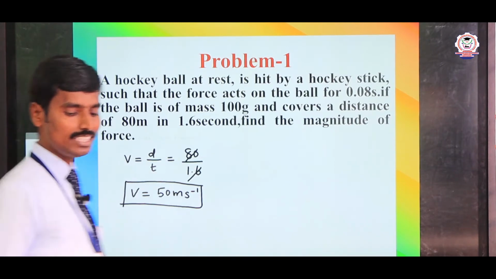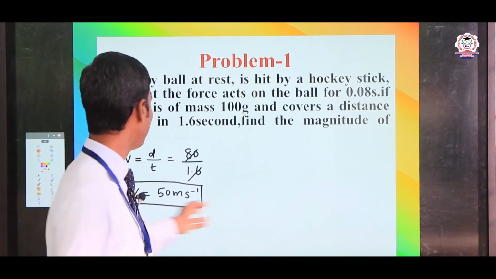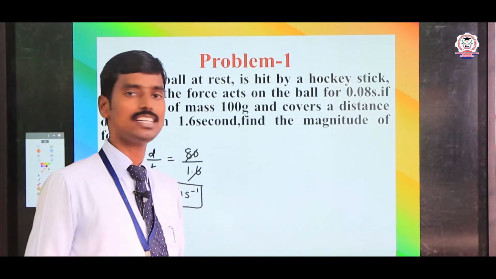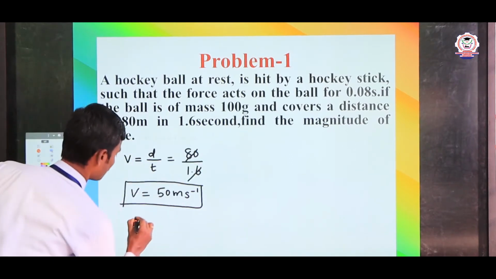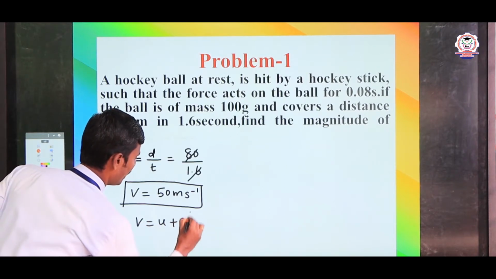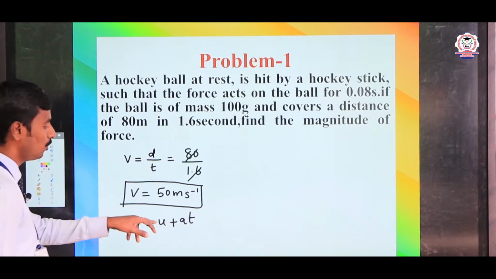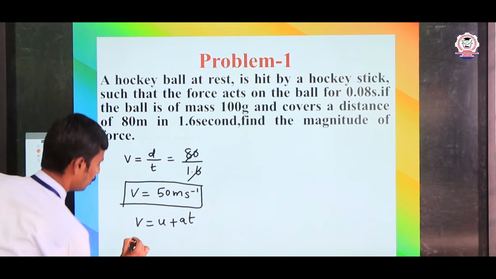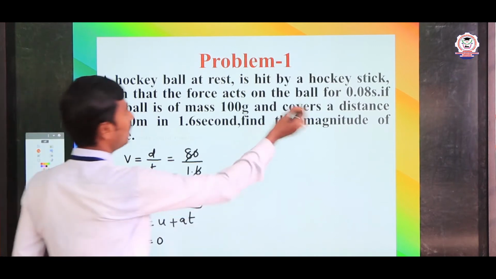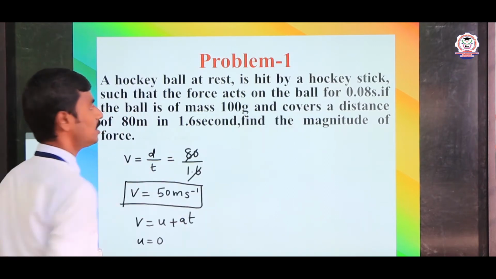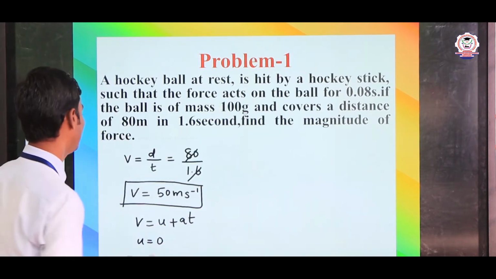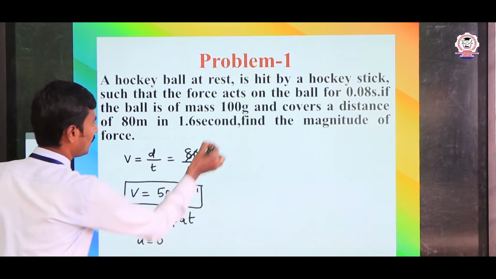Now here, to find the acceleration we use v equal to u plus at. The initial velocity is given, u equal to 0. The final velocity here is 50 meter per second. The time, what time here? Yes, 0.08 seconds, the time for which the force acts on the ball. Substituting the values, we get the answer.